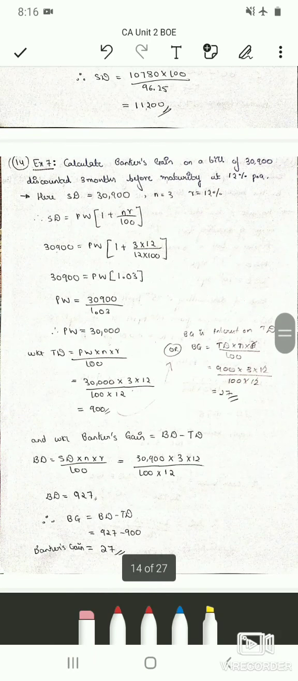So the seventh problem is, calculate banker's gain on a bill of rupees 30,900 discounted 3 months before maturity at 12% per annum.